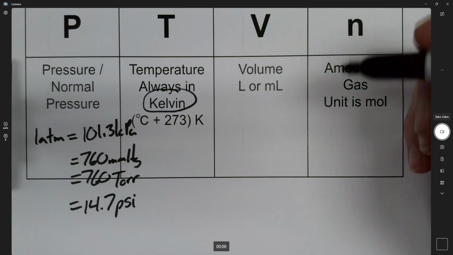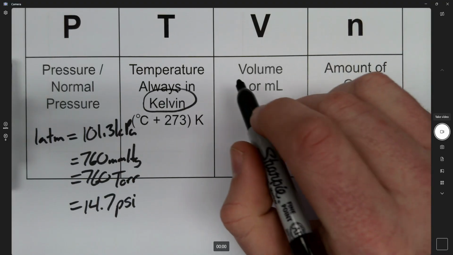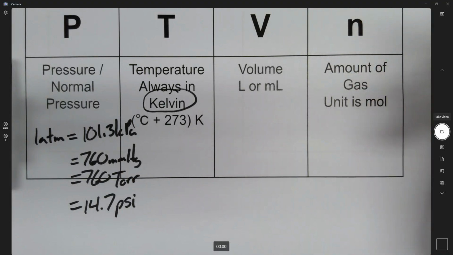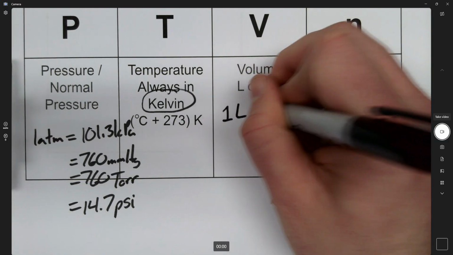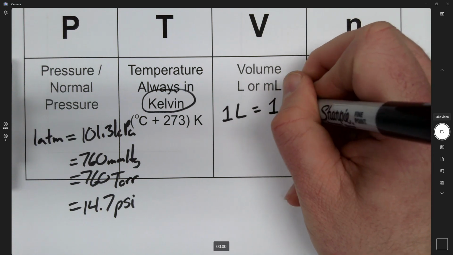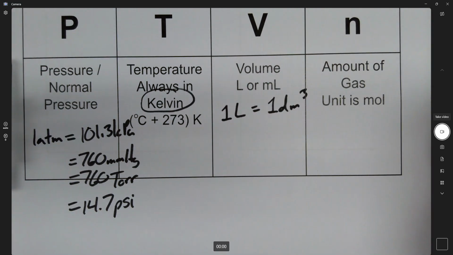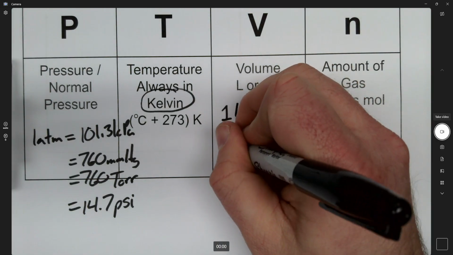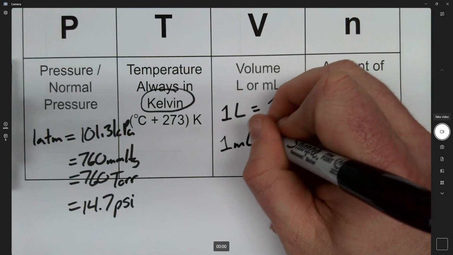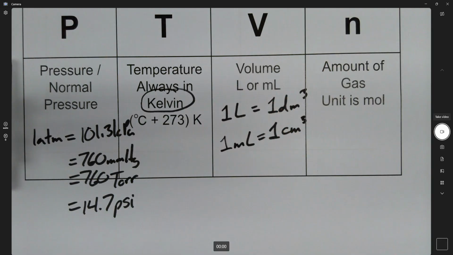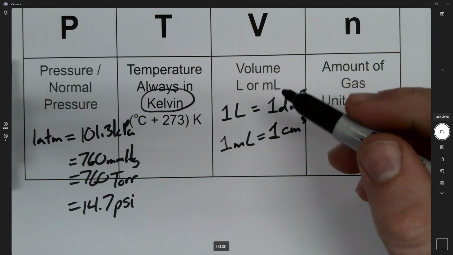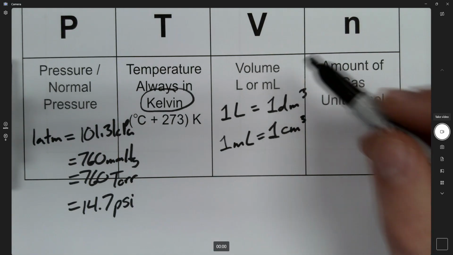So, V always stands for volume. You guys are going to see it either in liters or milliliters. You could also see it in different ways. 1 liter is equivalent to 1 decimeter cubed, or 1 milliliter is equal to 1 centimeter cubed. But most times, I'm just going to give you guys the volume in either liters or milliliters.